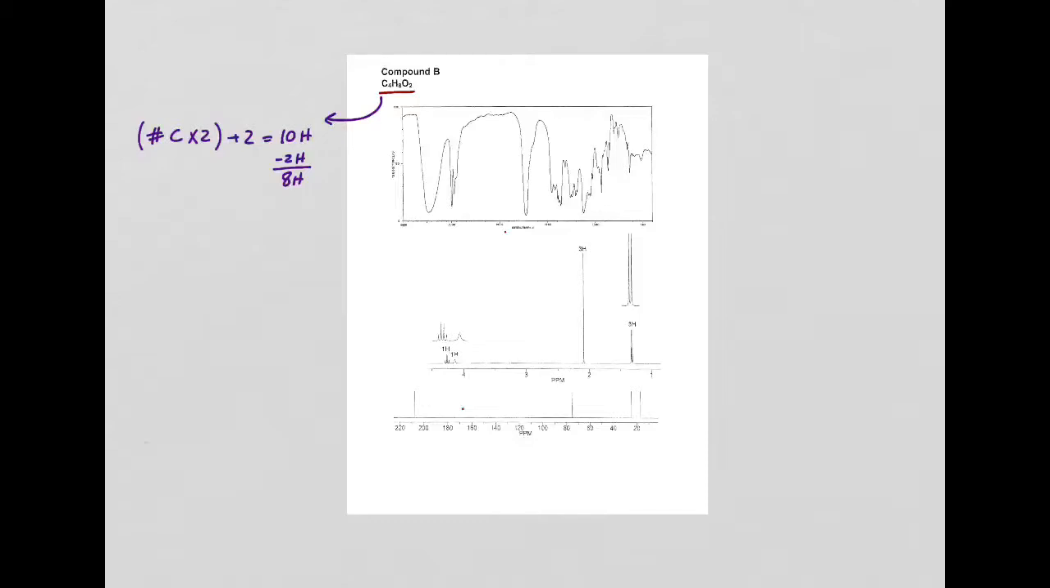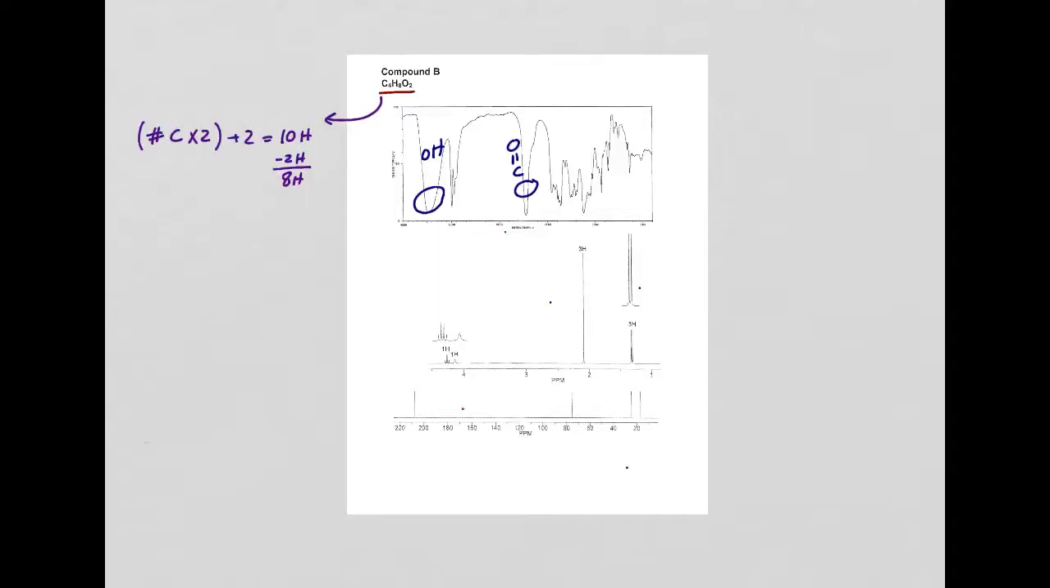Ooh, I give you an IR. That's good when you have an IR. Now let's look at the IR. What is IR telling me? When I look at the IR, I go, this is interesting. What is that? Ooh, that's an OH. That's a broad peak. That's an OH. That's great. And then, what is this? Oh, that is beautiful. That's a carbonyl.